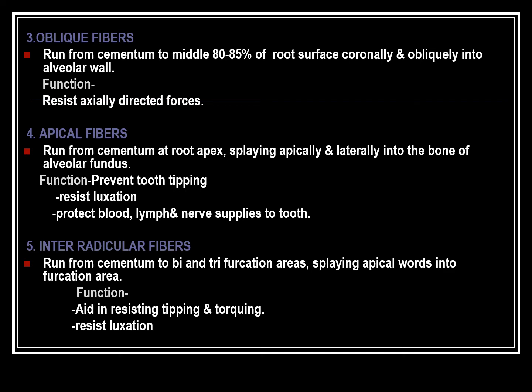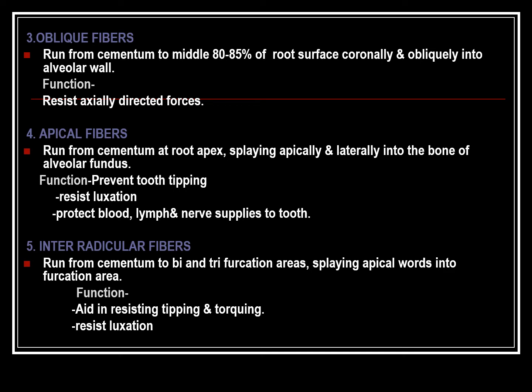Next group of the fibers is the interradicular group of fibers. These fibers run from cementum of a bifurcated or a trifurcated area. Bifurcated or trifurcated means the molars or the teeth which are present posteriorly have got 2 to 3 roots. If there is presence of 2 roots, we call it a bifurcated root, and if there are 3 roots, we call it a trifurcated root. So the fibers which are running between the roots of molars, either a bifurcated area when there are 2 roots in the teeth, the fibers are interradicular fibers.